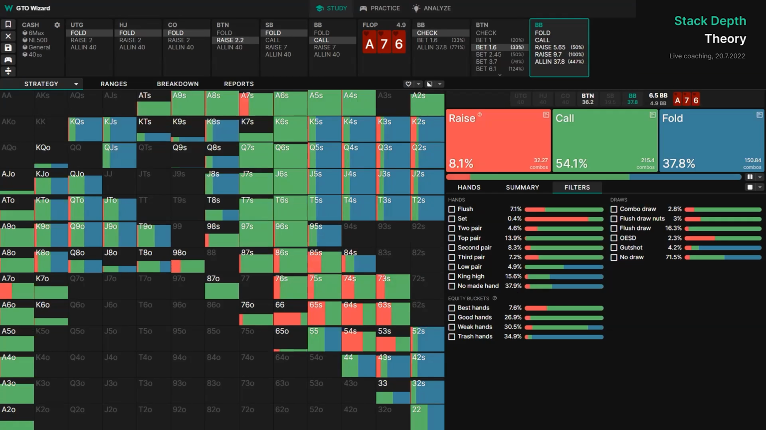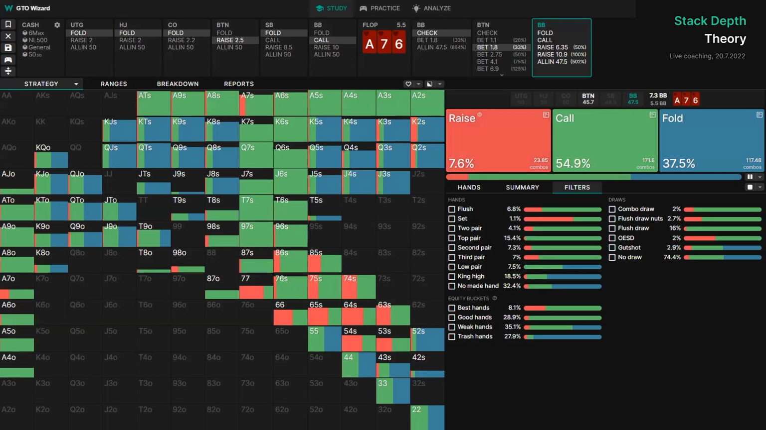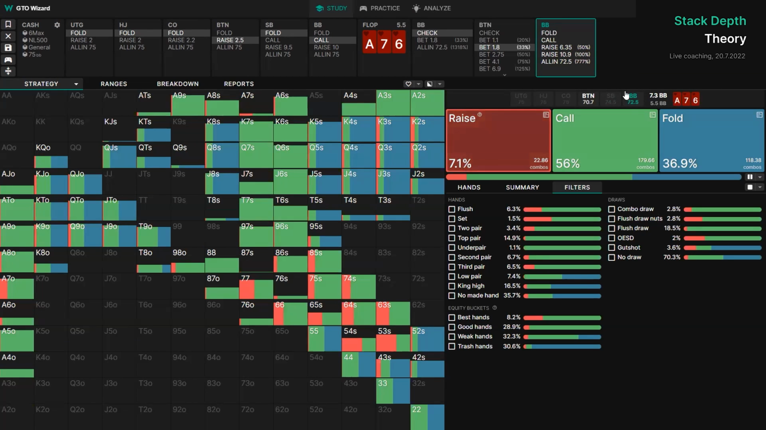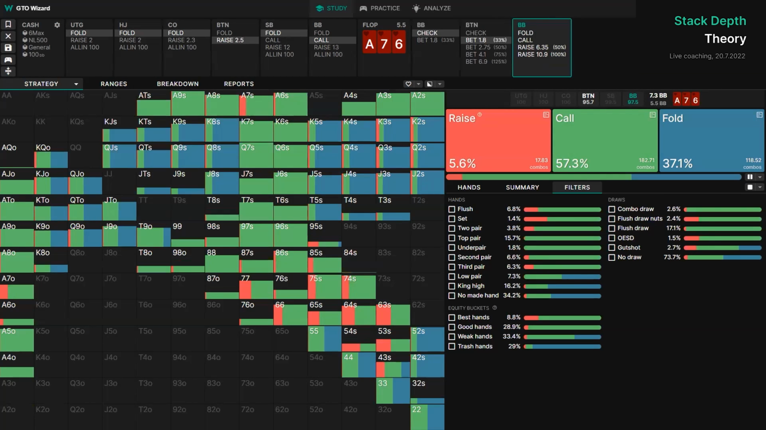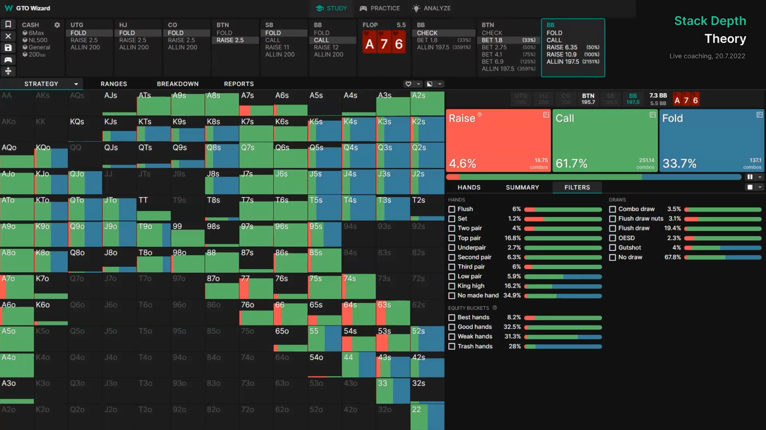But as we get deeper, it's going to raise less and less. So here's 40 big blinds. It's raising 8%. 50 big blinds, 7.6. 75 big blinds, it's raising 7.1, then 100 big blinds, 150, 200 big blinds. And so we see this interesting pattern where big blind can check raise less frequently as we get deeper and deeper, because essentially their calling range needs to be able to defend against more pressure, right? Their calling range, 200 big blinds deep, can just face massive overbets over and over and over again. And so because it needs to defend against more pressure, you can't raise as much.